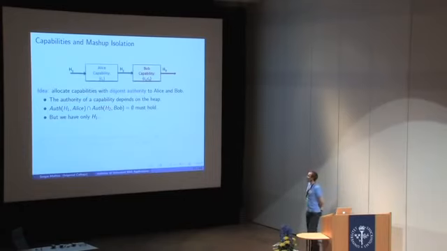Now, what's the idea? If we have capabilities implementing a mashup system, then we can reason about isolation by requiring that the authority of, for example, Alice and Bob, two different components, be disjoint. If we can make sure that this notion, that is dynamic and depends on the execution of the programs, is disjoint, then we know that the two programs will not access the same resources. Okay.